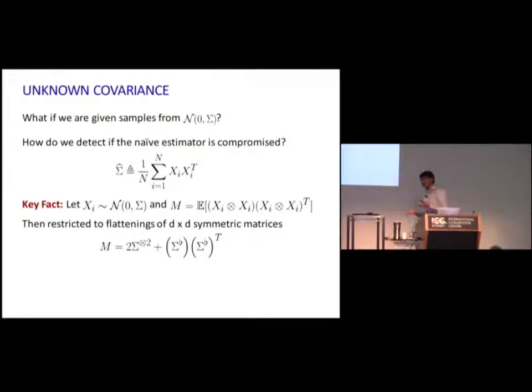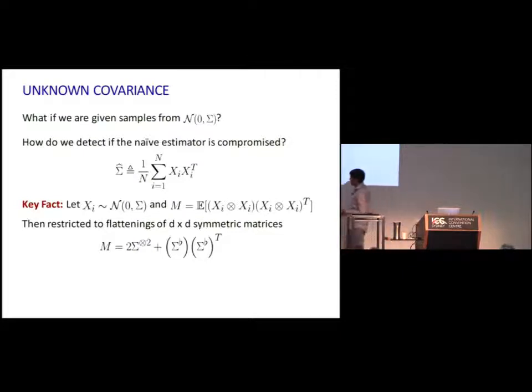This is where our action has to be happening. If the second moment is corrupted, if it's wrong, if sigma hat is just not a good estimate for sigma, we have to somehow use this fourth moment to figure out what's gone wrong. Something really interesting happens. It turns out that M has a really beautiful expression.